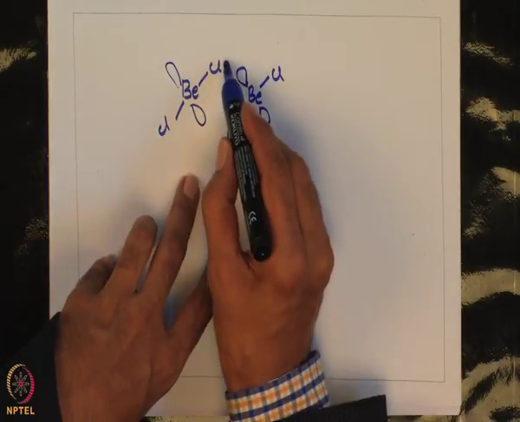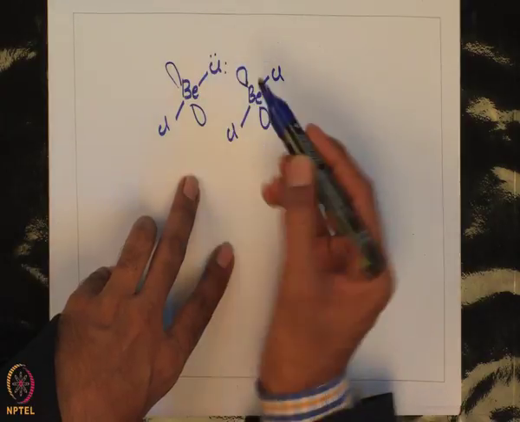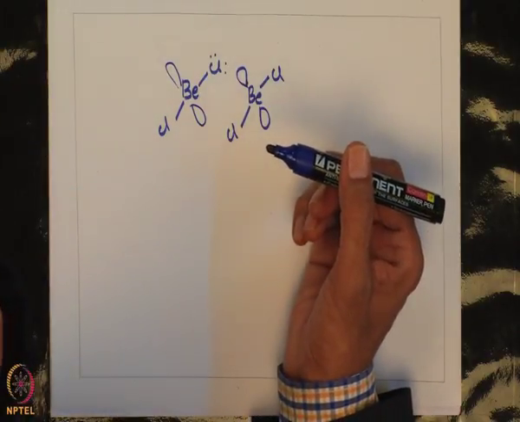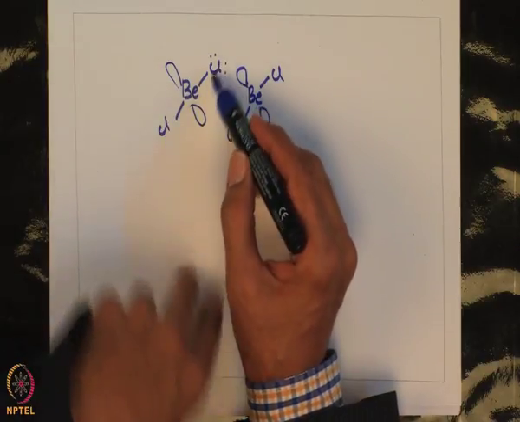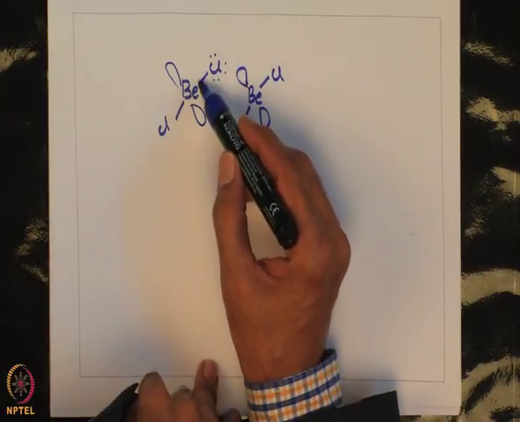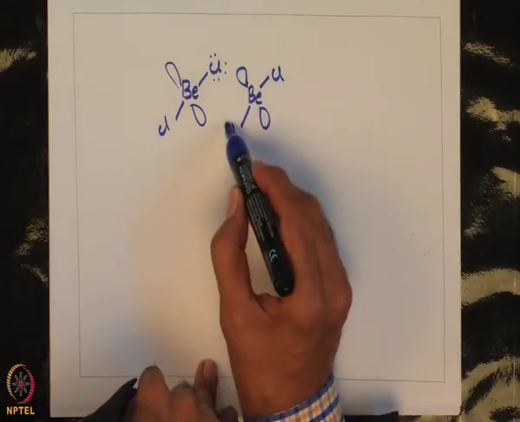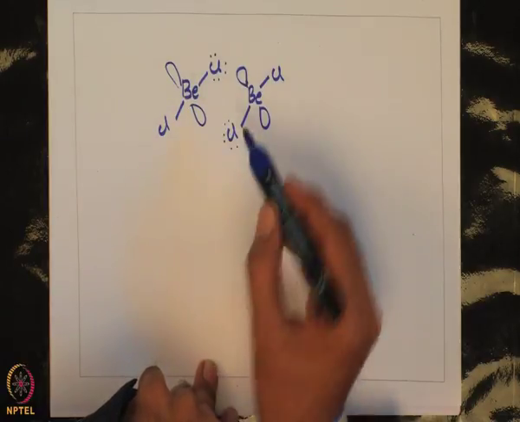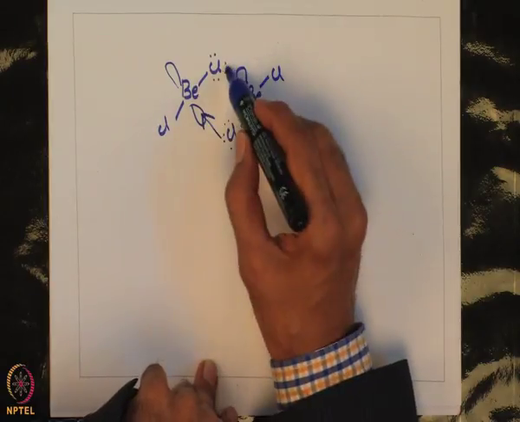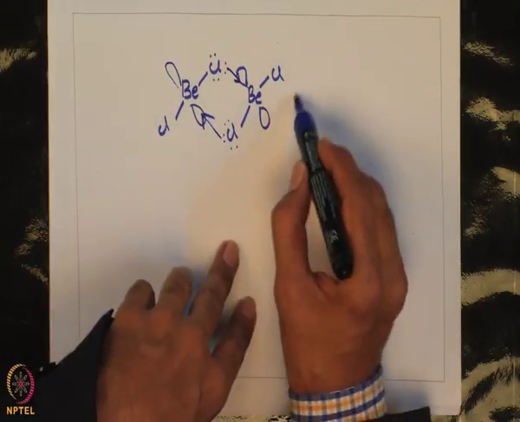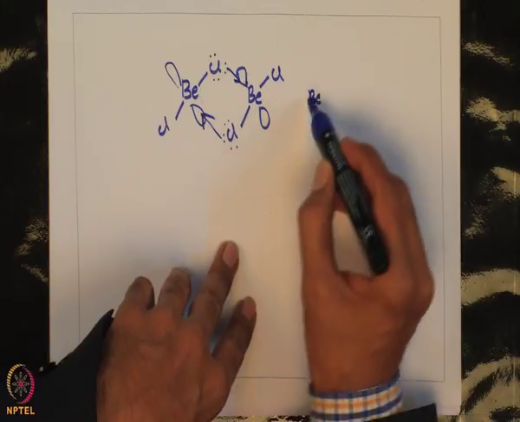Now, if you just recall the Lewis dot structure, this chlorine has 8 electrons, and 2 electrons participate in making the BeCl bond. So, these electrons can be given here and this electron can be given here, and then this repeats.